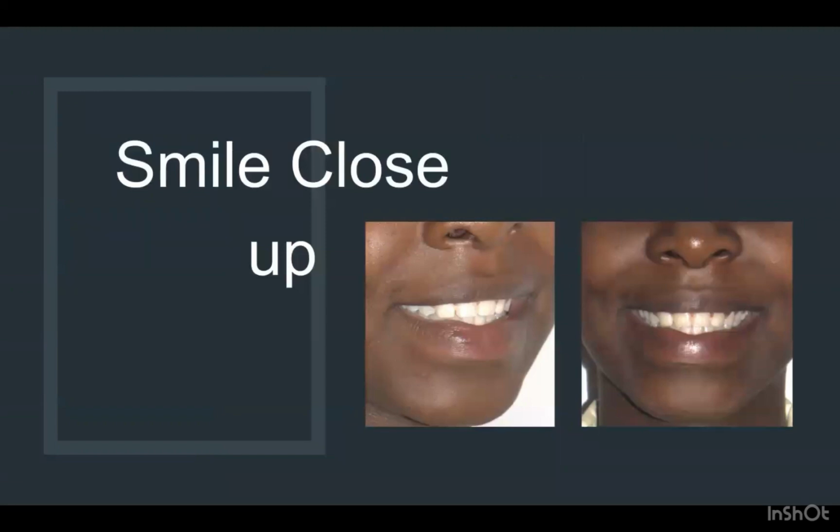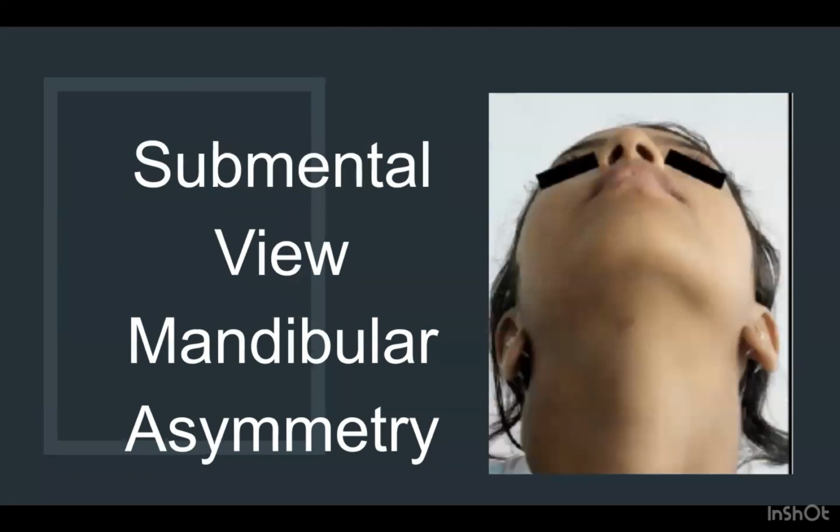Then you go to the close-up smile. It's basically the crop of these two pictures, but actually you have to take separate pictures for close-up. So when you try to zoom it, it comes in perfect resolution.